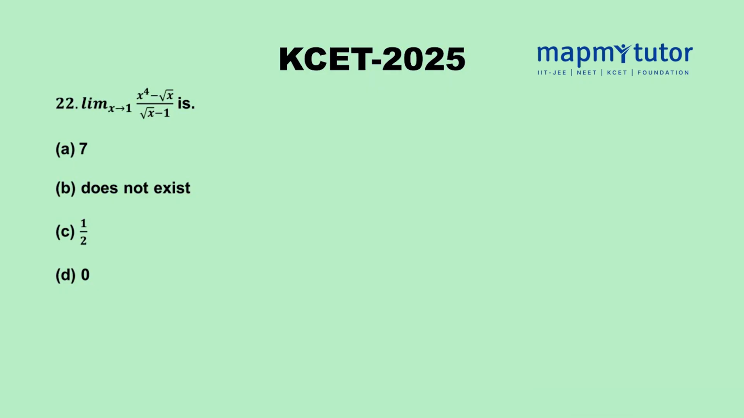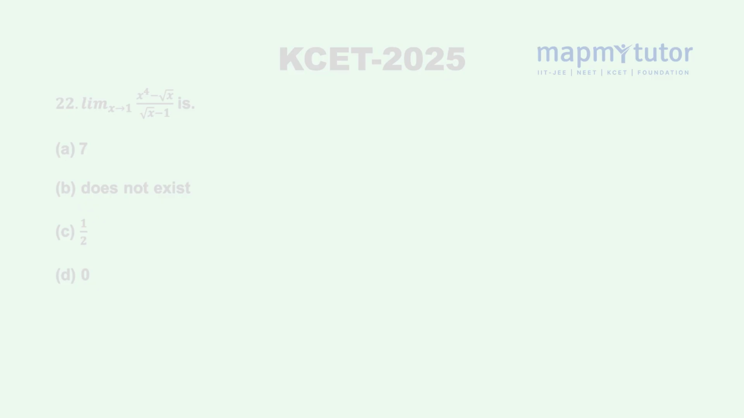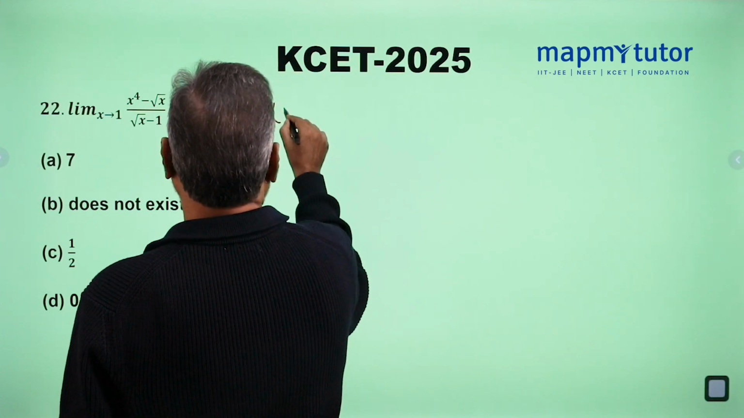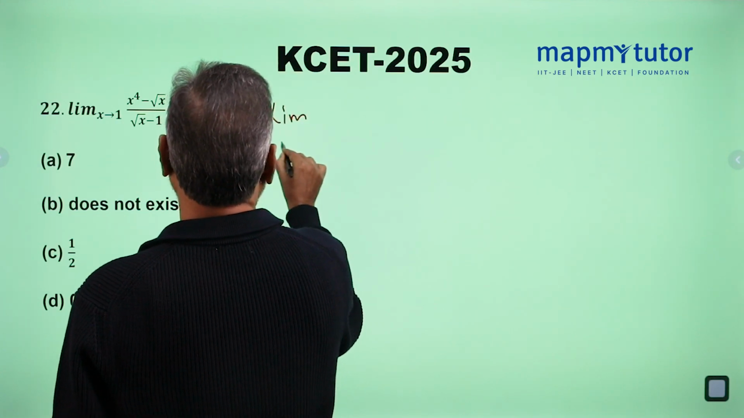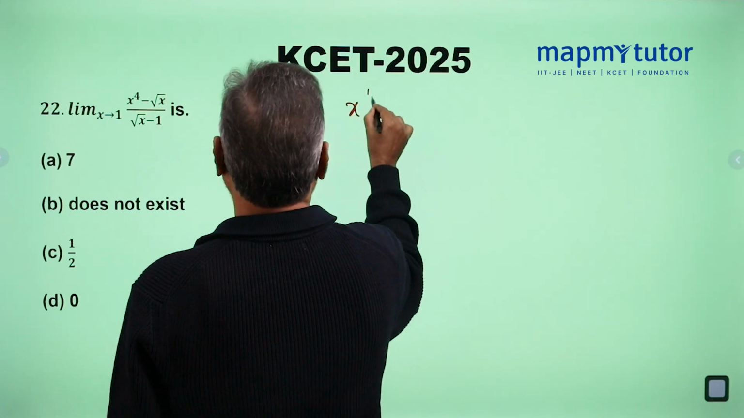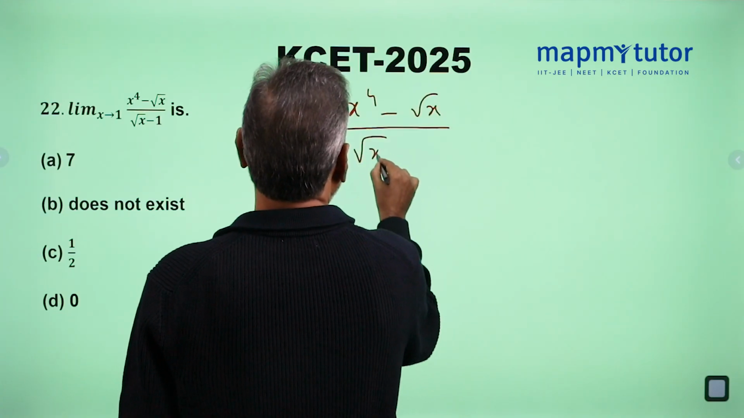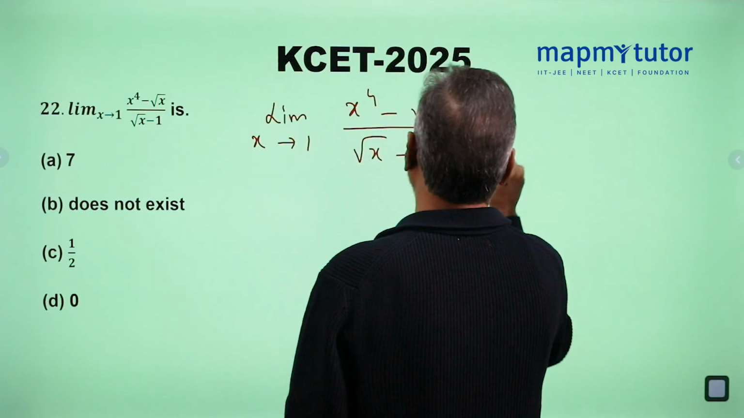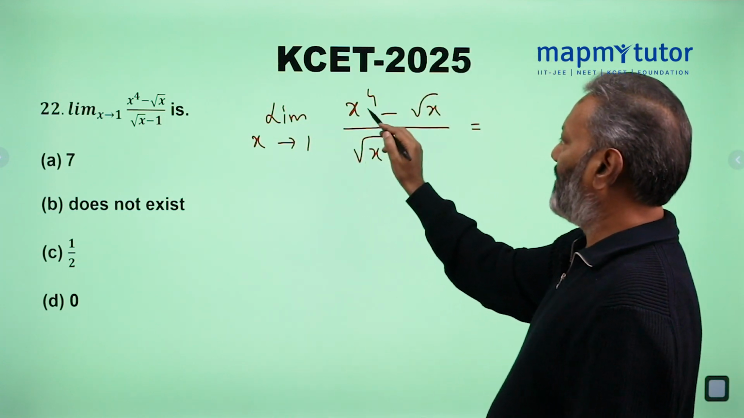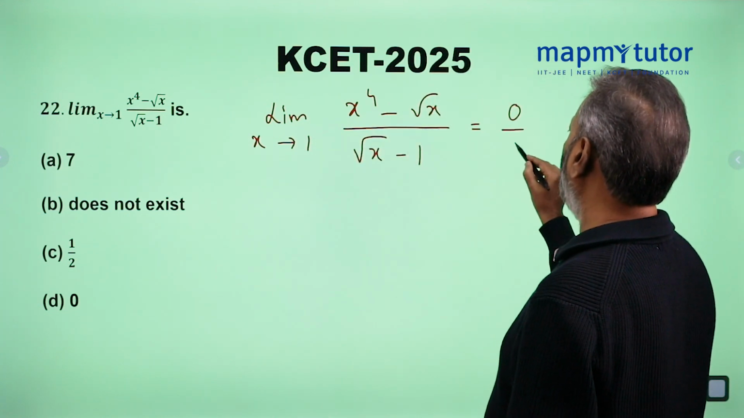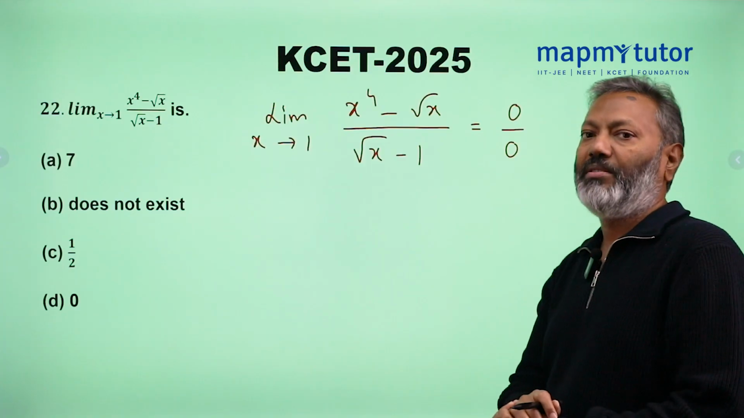Limit x tends to 1, x power 4 minus root x by root x minus 1. I'll rewrite the question. Limit x tends to 1, x power 4 minus root x divided by root x minus 1. Immediately, what is the first thought? I'll put x equal to 1. Numerator 0, denominator 0. It is 0 by 0.